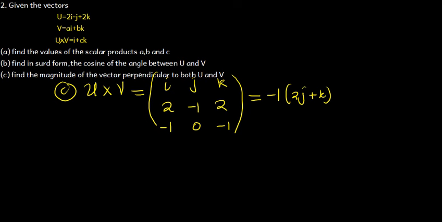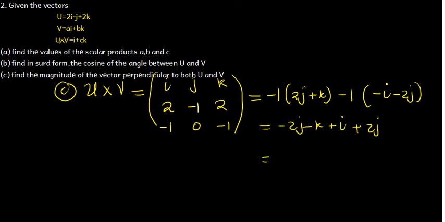And then I'll go to negative 1, find the determinant of this matrix here. And that will be negative i minus 2j. So this is going to give us negative 2j minus k plus i plus 2j. Adding the like terms, 2j and 2j will cancel there. So just going to remain with i minus k.